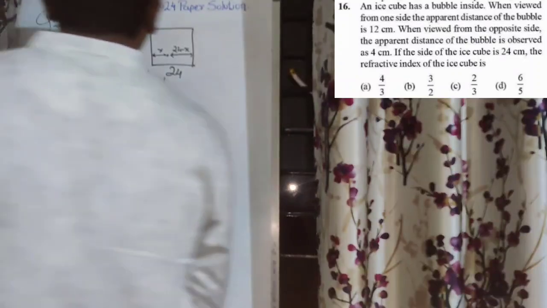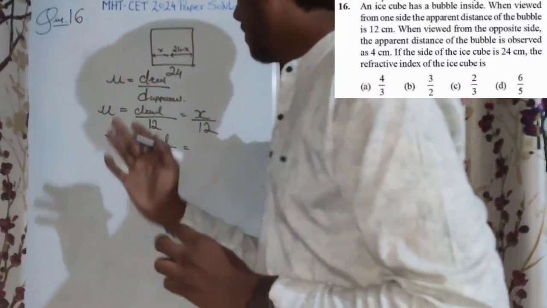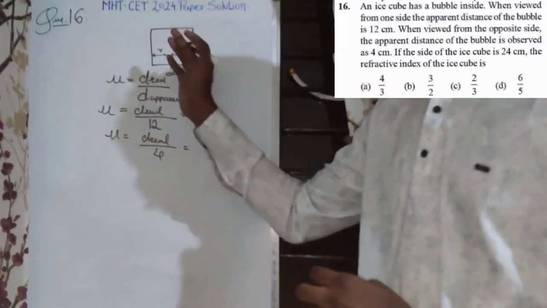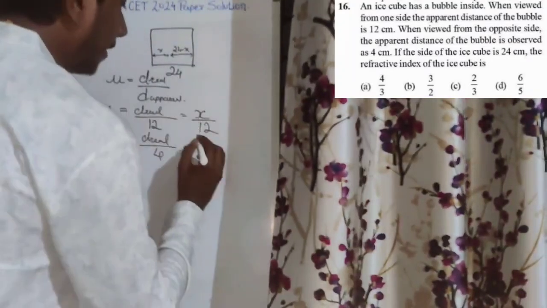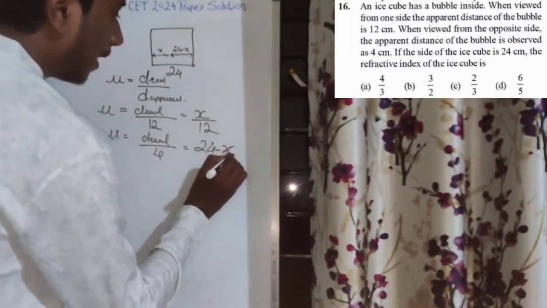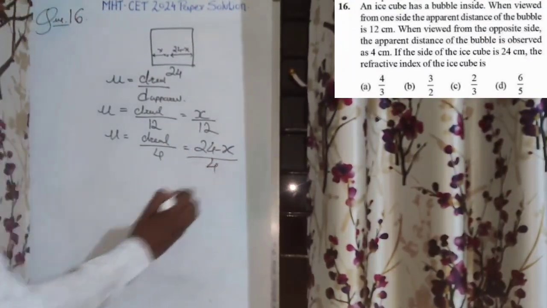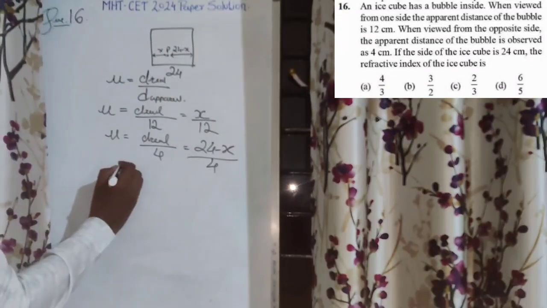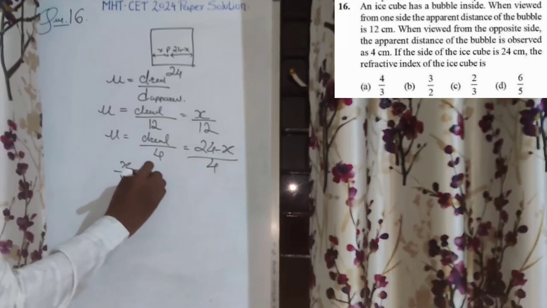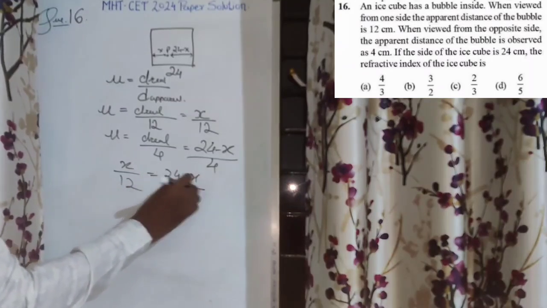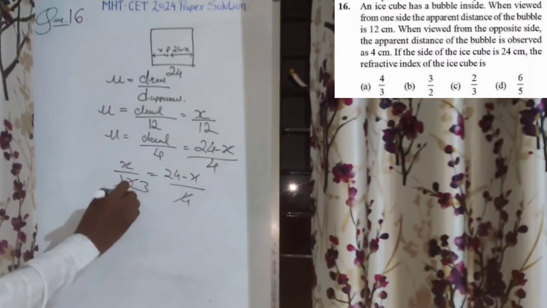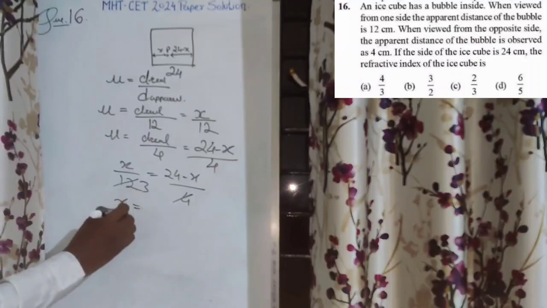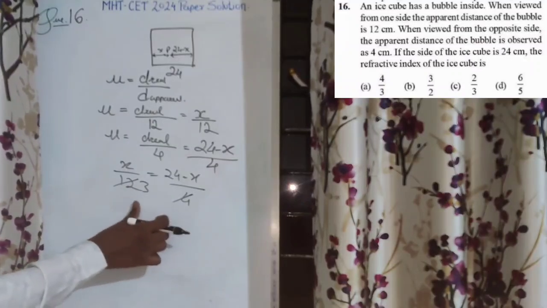अगर हम अपोजिट साइड से देख रहे हैं, तो हमें कितने पे डिस्टेंस पे दिख रहा है? रियल कितने पे है? 24 माइनस x, और एपरेंट कितने पे? 4 पे. Both are the same point. Let's say point P. So x upon 12 is equal to 24 minus x upon 4. This is cut for 3 times. x is equal to, we will get x by 3.